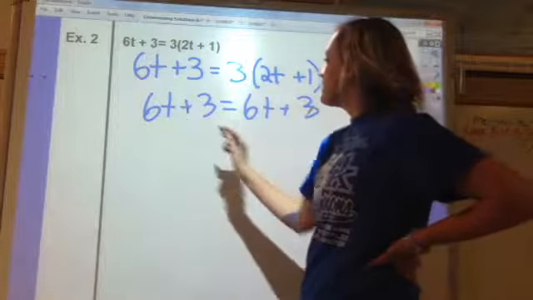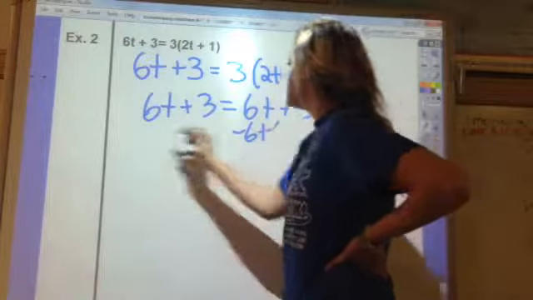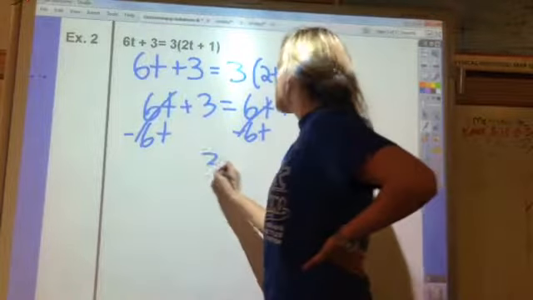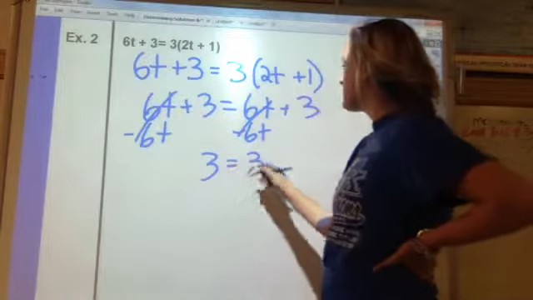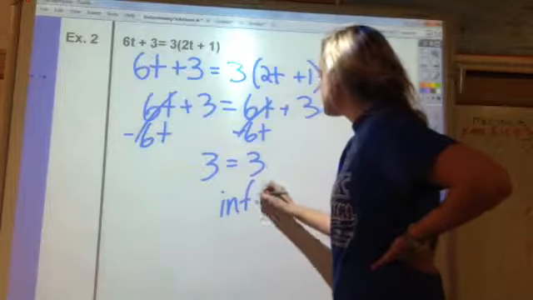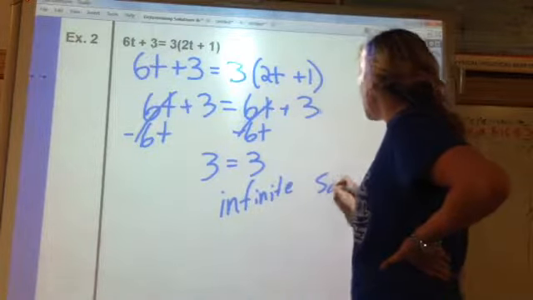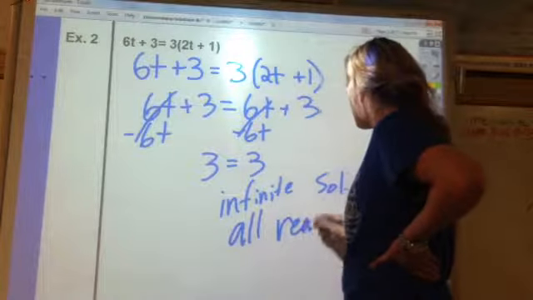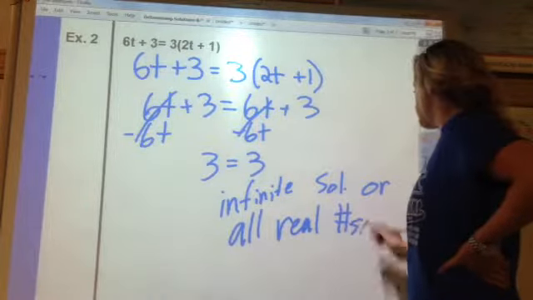In order to get t alone, I'm going to go ahead and subtract 6t from both sides. The 6t's will cancel out. I'm left with 3 equals 3. And since 3 equals 3, infinite solution, or all real numbers. Let's do another one.